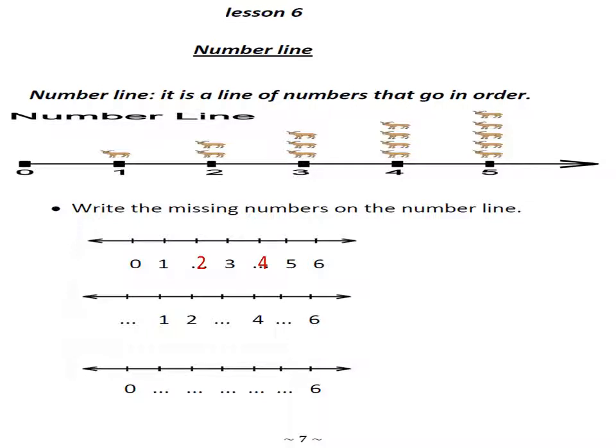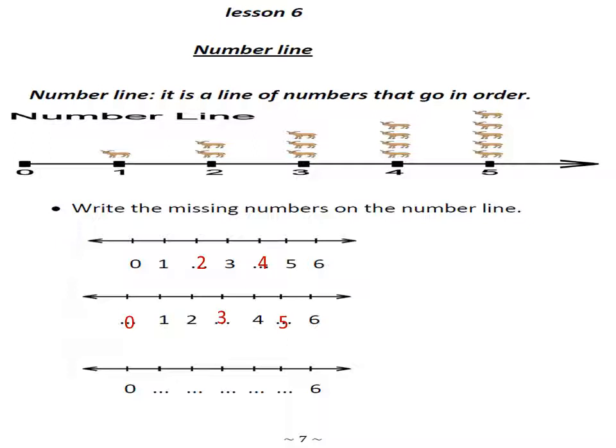The second number line here, he gave me 1. As I know, before 1, of course, it will be 0. And after 0, 1. And after 1, 2. And after 2, 3. He gave me 4. After 4, 5. And after 5, he gave me 6.